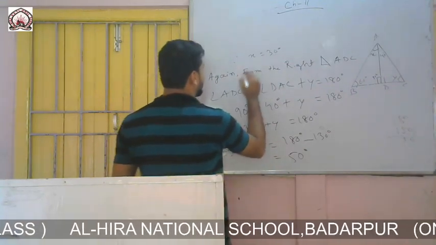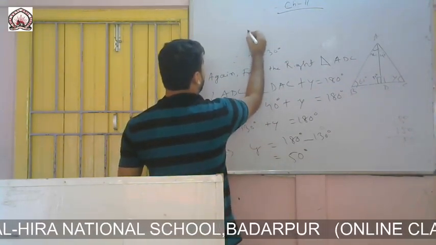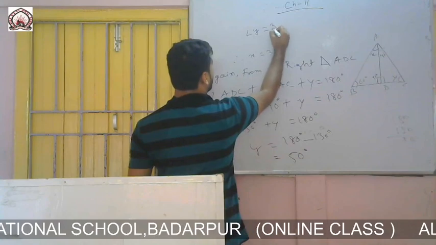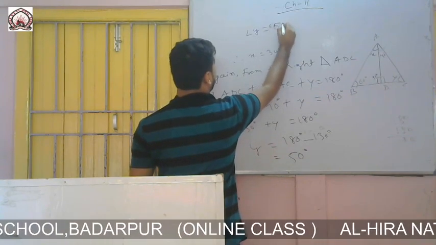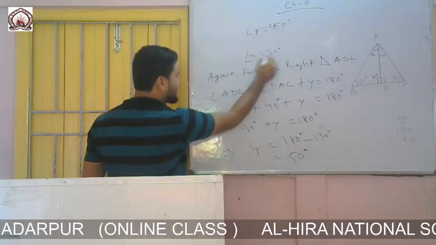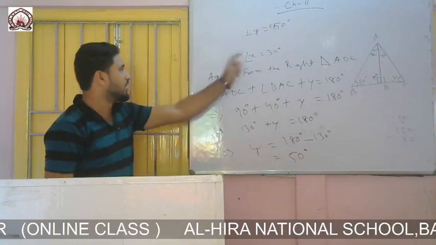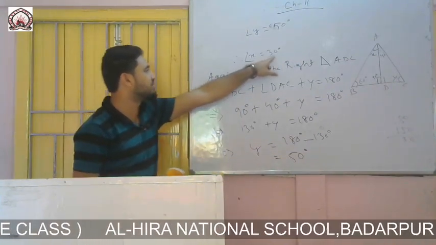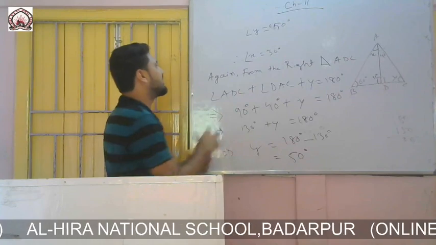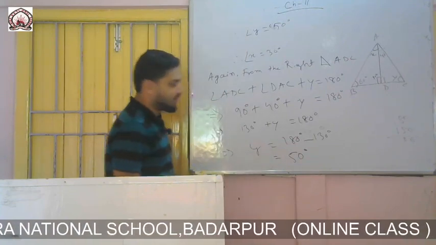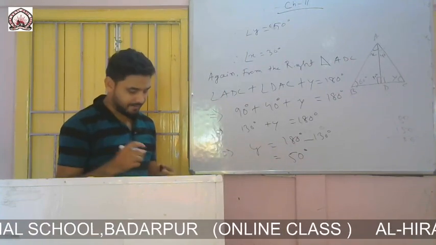Therefore we can write, here you can write angle Y equals 50 degree, and you give here angle X equals 30 degree. So this is the answer.